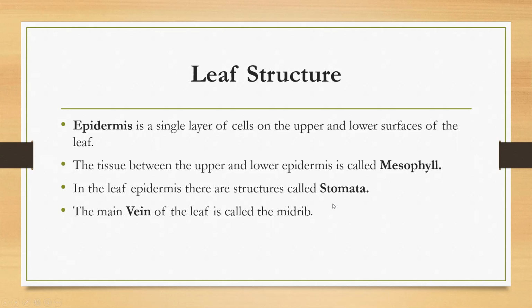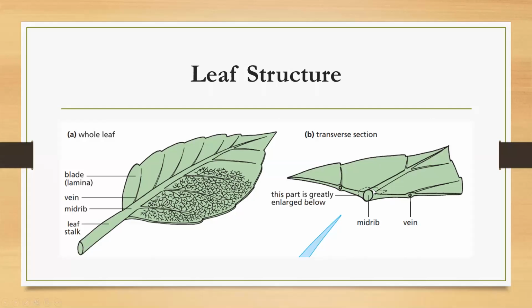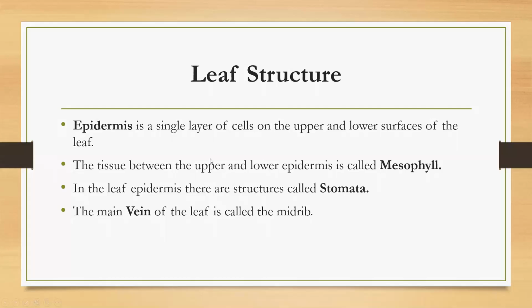And there is also stomata, or stomat, located in the leaf epidermis. This is like a structure, and we call it stomat. And the last is vein. Vein is like midrib, like before. So we know the function is to keep the leaf strong.